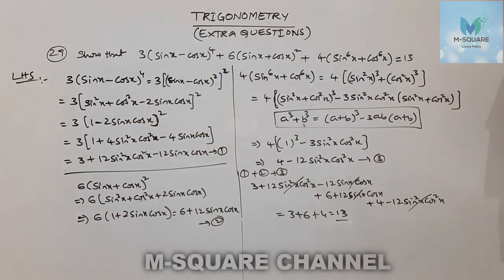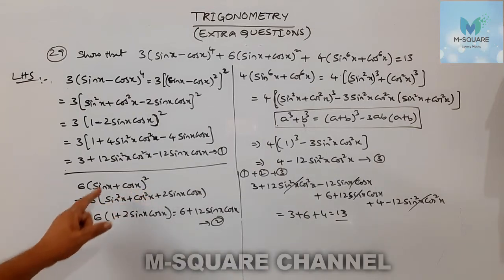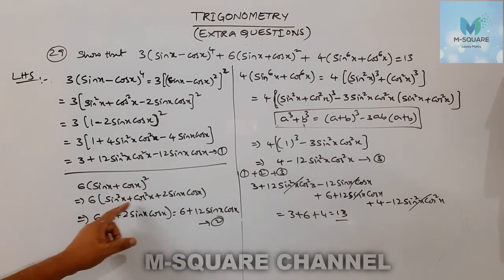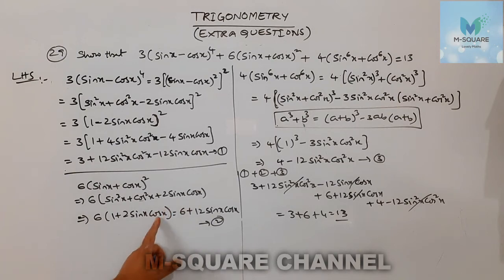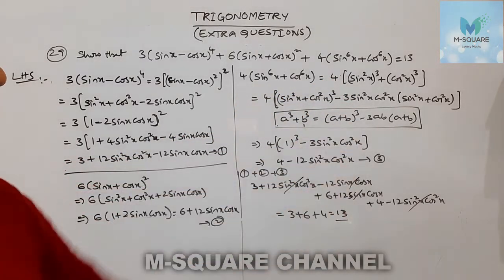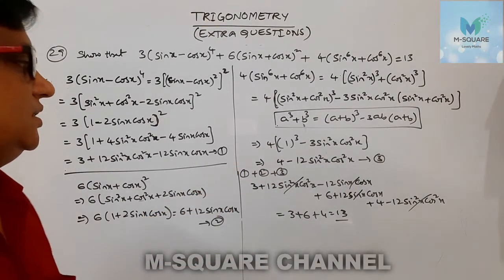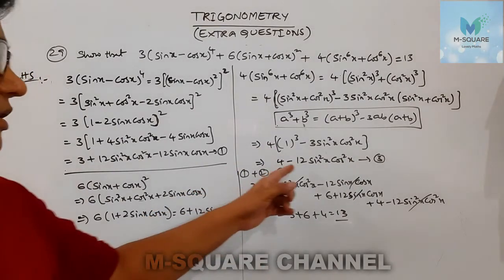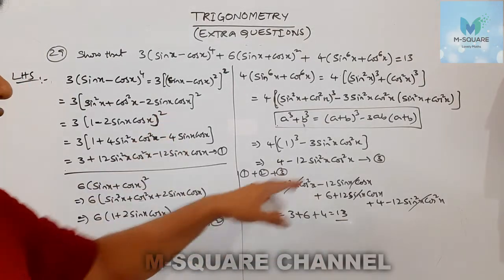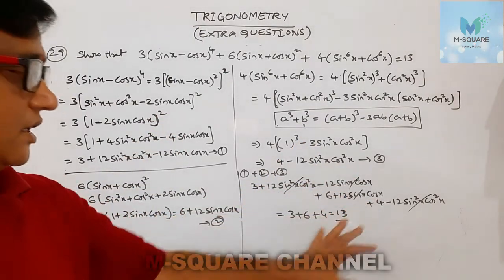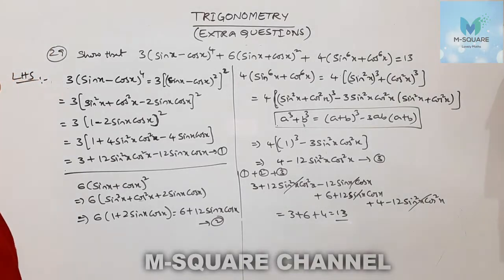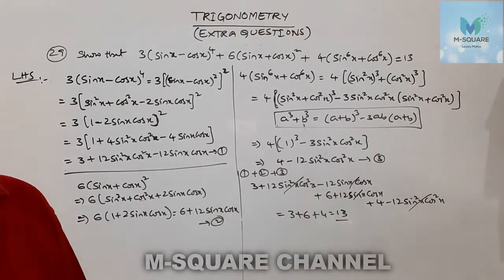Next one is 6 into sin x plus cos x, so this is a plus b whole square. So sin square x plus cos square x is 1, plus 2 sin x cos x. So 6 1s are 6, 6 2s are 12. Same as this, it is the a cube plus b cube form. I am using a plus b whole cube minus 3ab into a plus b form. So 4 into 1 cube minus 3 sin square x cos square x, so 4 minus 12 sin square x cos square x. So 1 plus 2 plus 3. If you add all, they cancel, so we get 3 plus 4 plus 6, that is 13 will come.